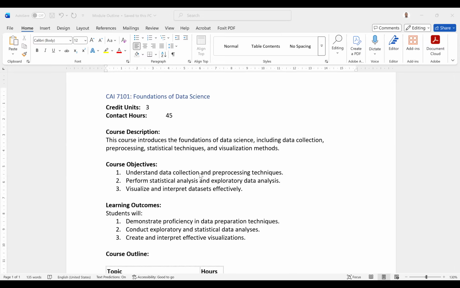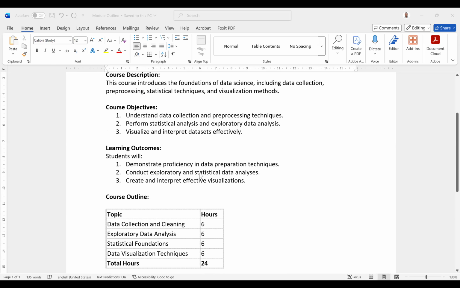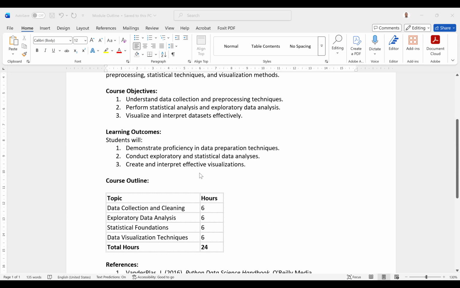This course introduces you to the foundations of data science, including data collection, pre-processing, statistical techniques, and visualization methods, and many other things that we're going to see in the course of this semester. The main objectives: to understand data collection and pre-processing techniques, perform statistical analysis and exploratory data analysis, visualize and interpret datasets effectively. By the time you finish the module, you'll be able to demonstrate proficiency in data preparation techniques, conduct exploratory and statistical data analysis, and create and interpret effective visualizations.